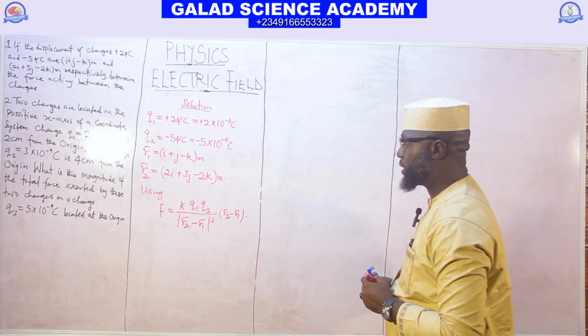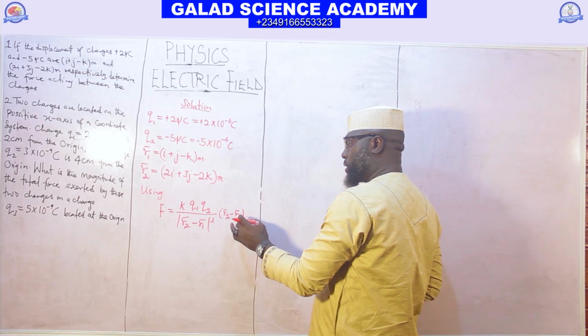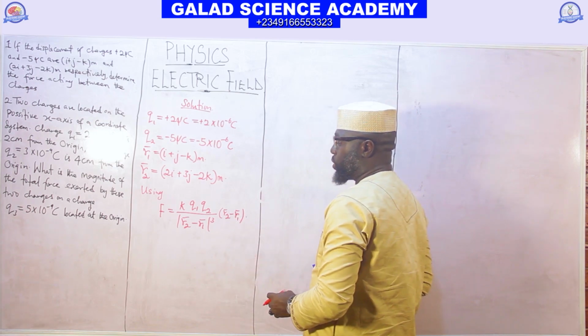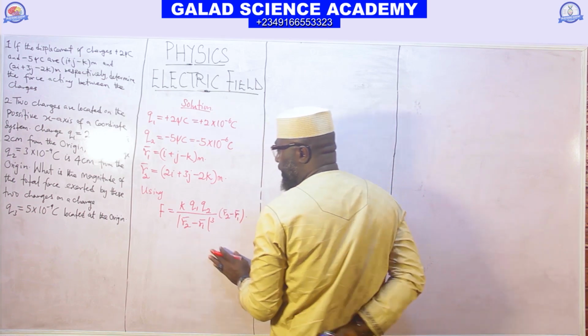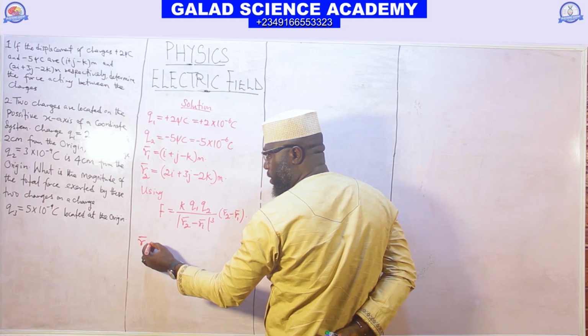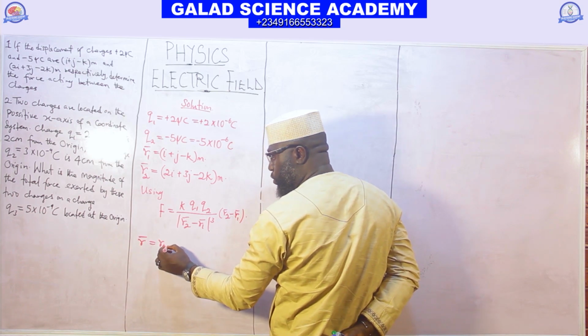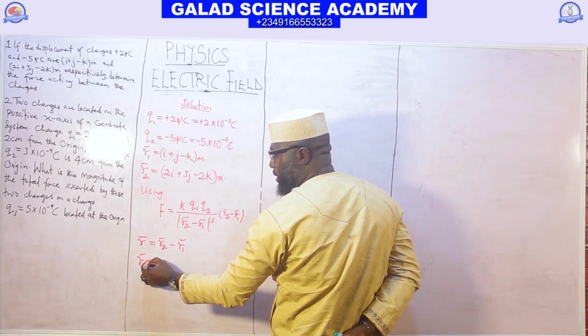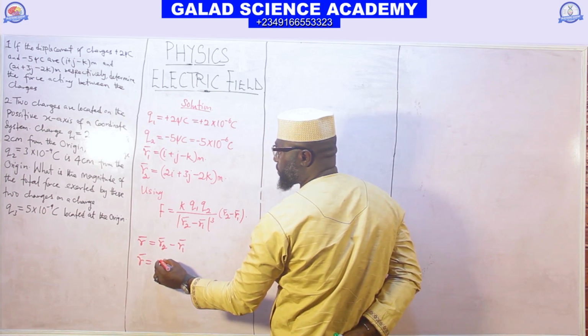That's it. This is R1. So I apply this first of all. Let us find the displacement, R, which is R2 minus R1. What is R2 from the question?